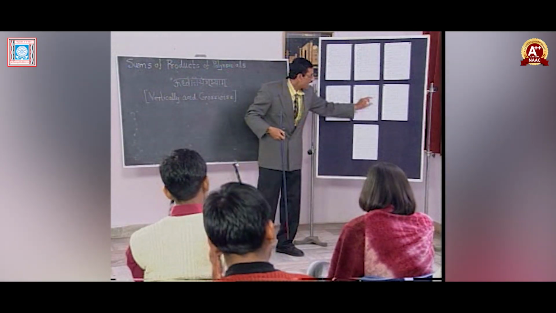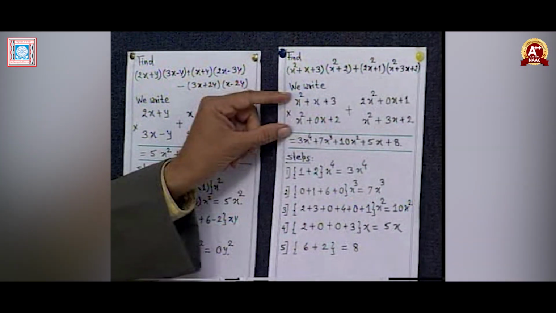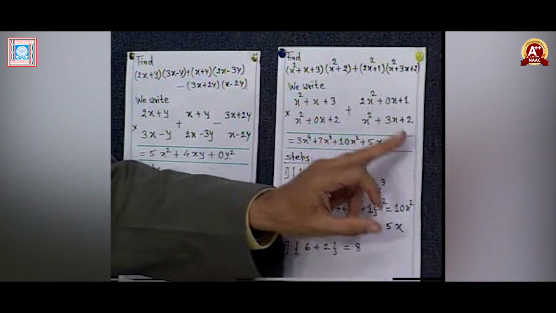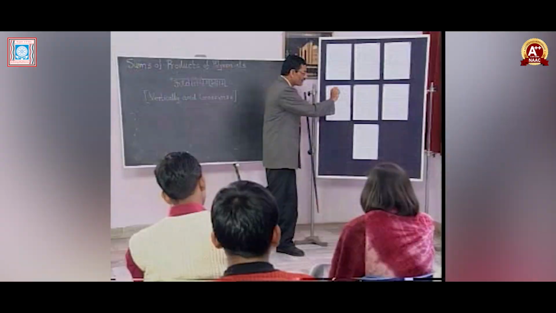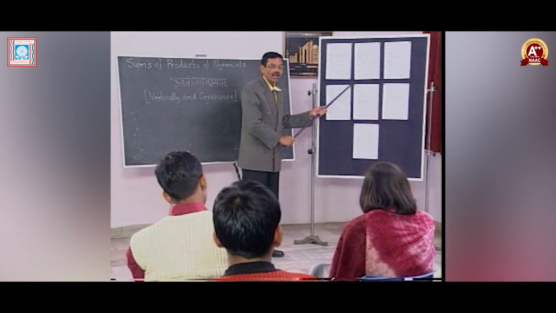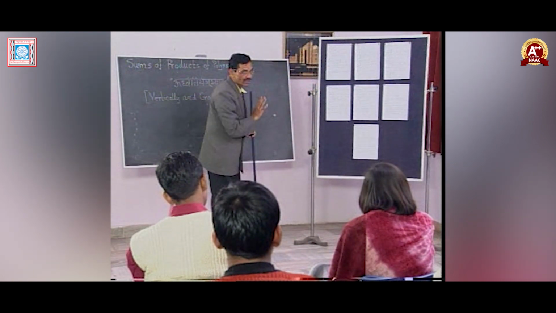If my example is 2x square plus 1 into x square plus 2, I will get 2 terms here and I will get 3 terms there. So it is better to write 2x square plus 0x plus 1 here, and x square plus 0x plus 2 here also, so that an equal number of terms are there between the plus signs and we will not make any mistake in calculations.